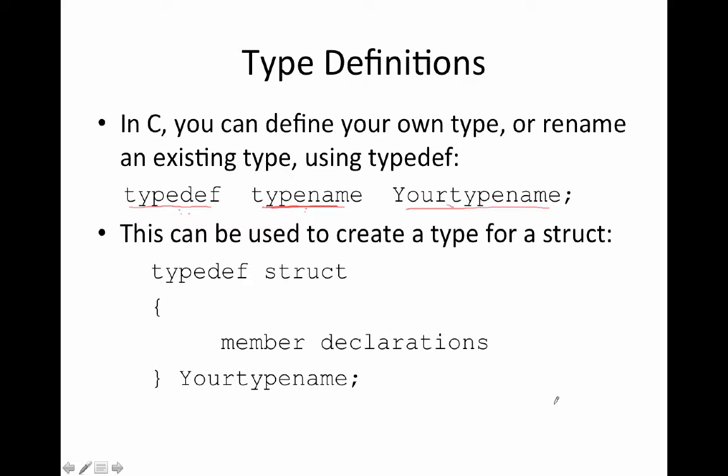So we can use this now to create a type for a struct. I'm going to organize it slightly differently, but basically we have typedef, and then we have the existing type, which is going to be this entire struct declaration, and then we have what you want to call it instead. So you can take the struct declaration, we have struct, you don't need the optional tag, in curly braces you have all of the member declarations, and you can give your own name for that particular structure. So you can create your own type for the structure.